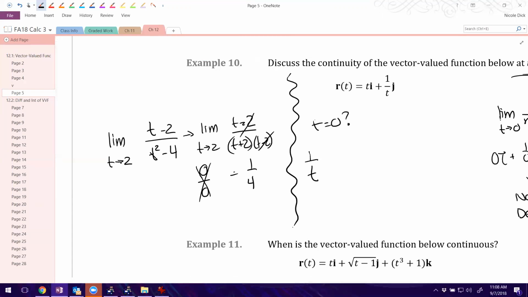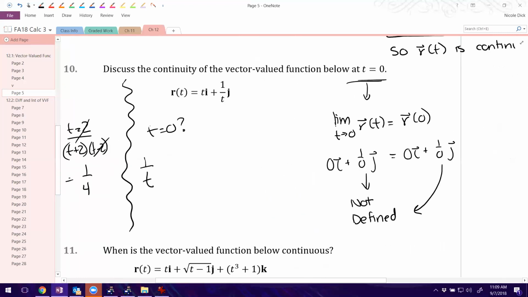So if I have 1 over t, can I factor that? No, I really can't do anything with that. It's very simple. There's not really much to it. This is a non-removable discontinuity. Asymptotes always are going to be. You can't do anything about those. So there's really nothing else we can do on this problem.